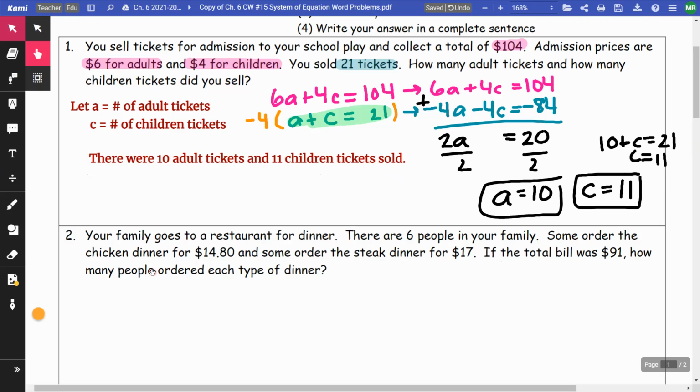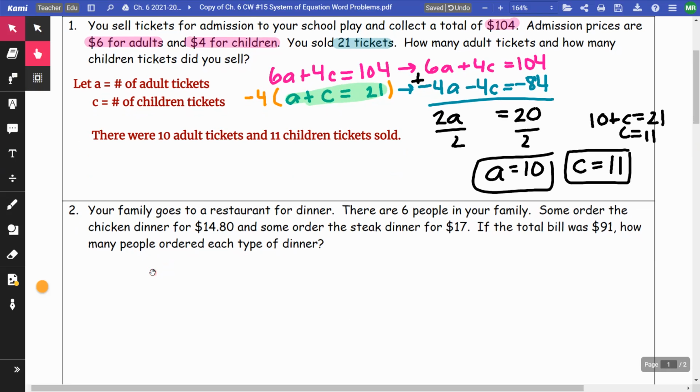On number 2, your family goes to a restaurant for dinner. There are 6 people in your family. Some order the chicken dinner for $14.80 and some order the steak dinner for $17. If the total bill is $91, how many people ordered each type of dinner? So right here, how many people ordered each type of dinner? So I'm going to have a variable for the number of chicken dinners and a variable for the number of steak dinners.